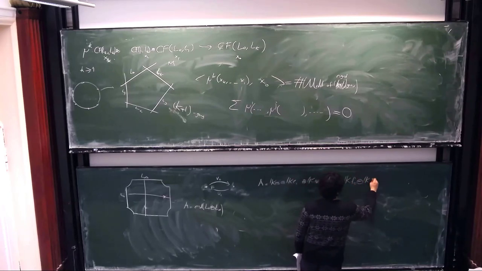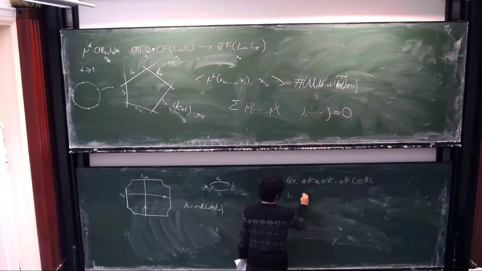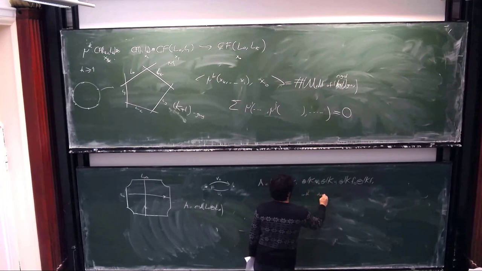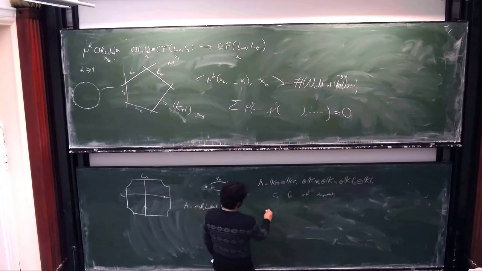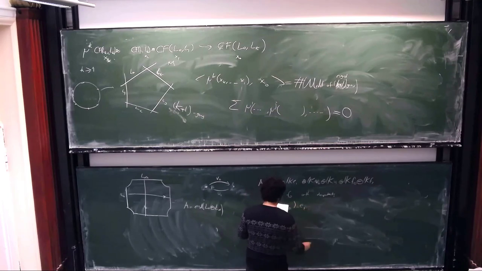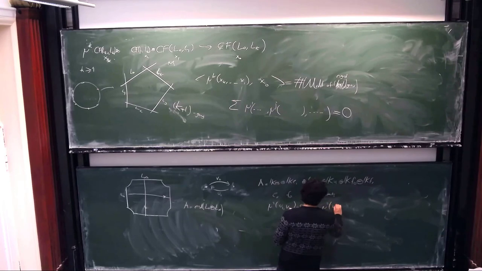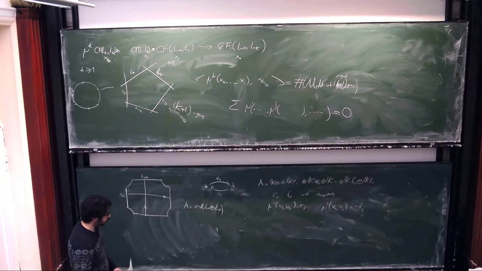E0 and F0 are orthogonal eigenvectors, and U1 and V0 are as here, and we have the relations mu2 of U1 and V0 is equal to E1, and mu2 of V0 and E1 is equal to minus F1. I claim this is the cohomology of this algebra.